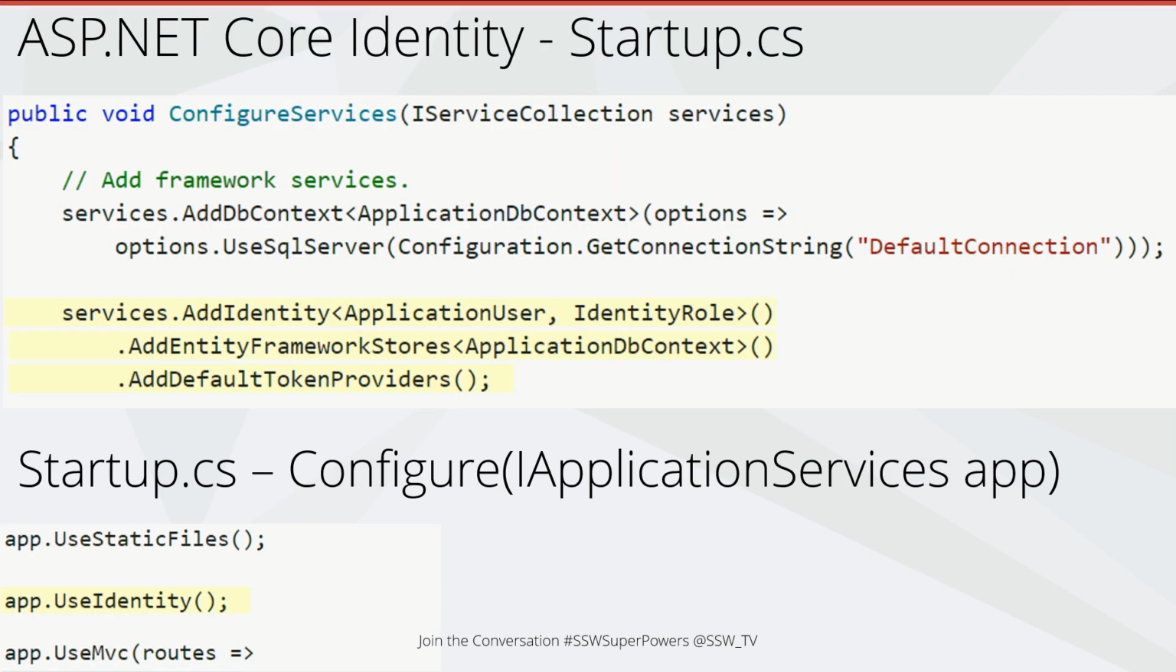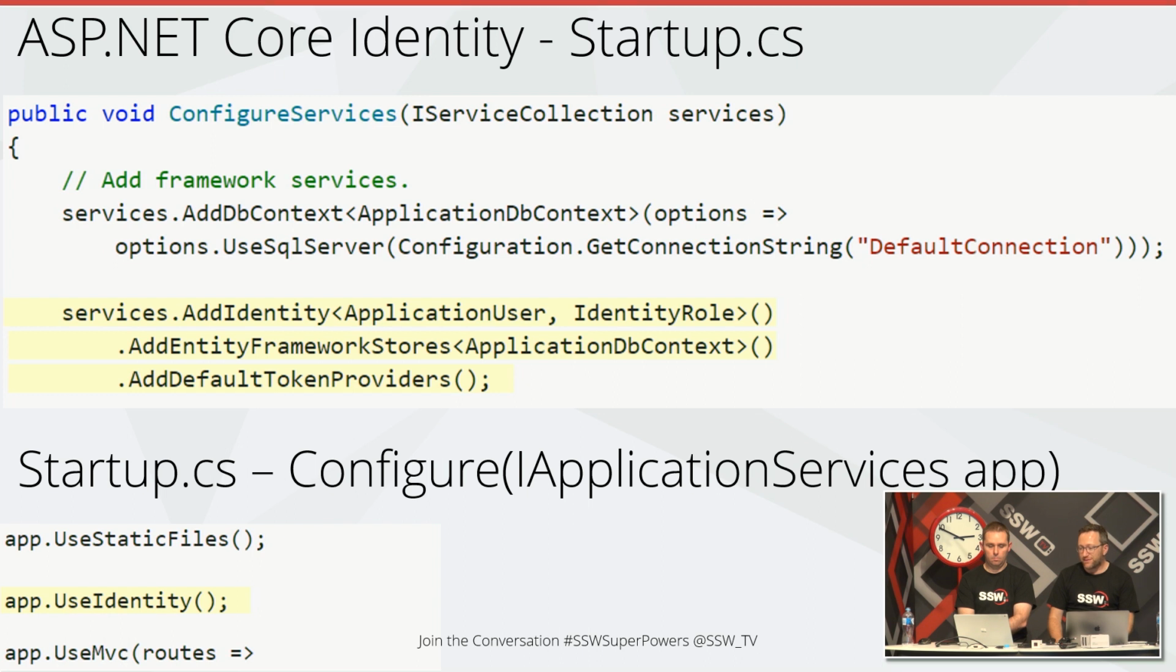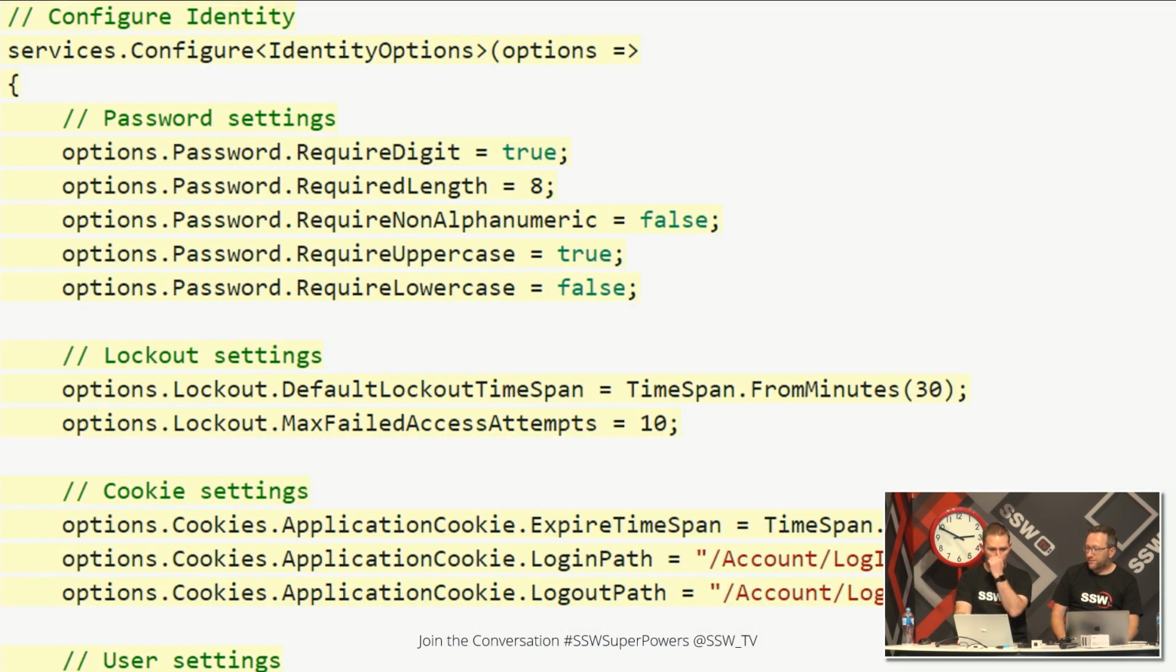And to use ASP.NET Core Identity, once again, like everything else, you set it up in startup.cs. So you've got a services.AddIdentity to push the identity stuff in there. Then app.UseIdentity wires in the endpoints to kind of handle the endpoint routing stuff. And then from there, you've also got a bunch of things you can configure.